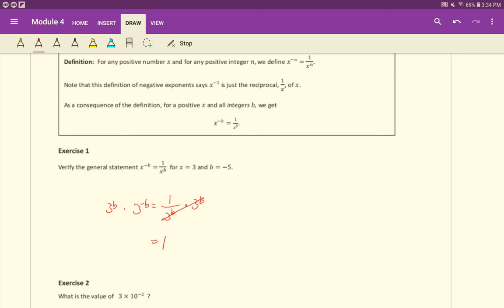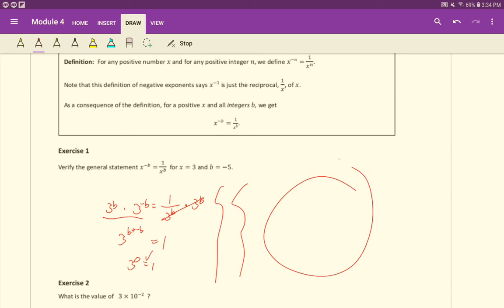To cancel it out there, we get 1. And then when I have the same base, I can add my two exponents. So it'll be 3 to the b plus negative b. What's b plus negative b, though? It's going to be 0. Is 3 to the 0 equal to 1? Yes, it works. Okay, why don't you go ahead and try it for negative 5?